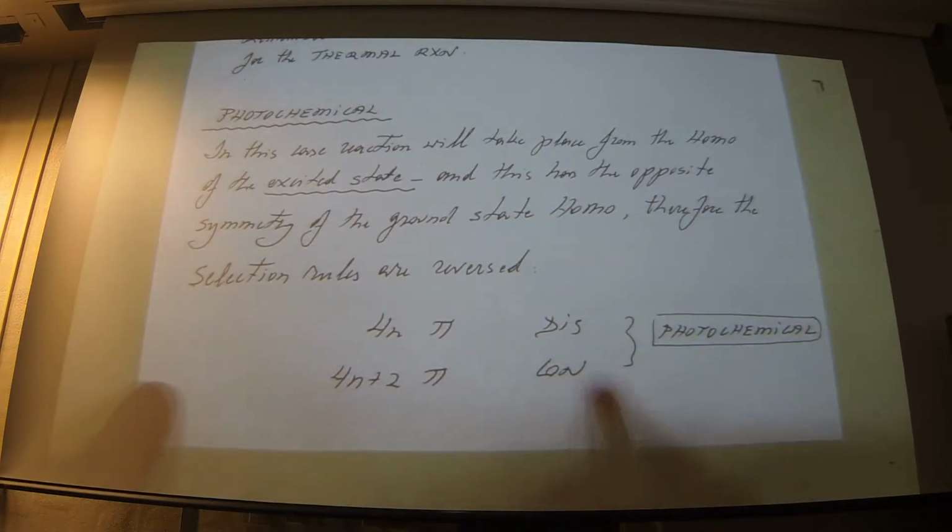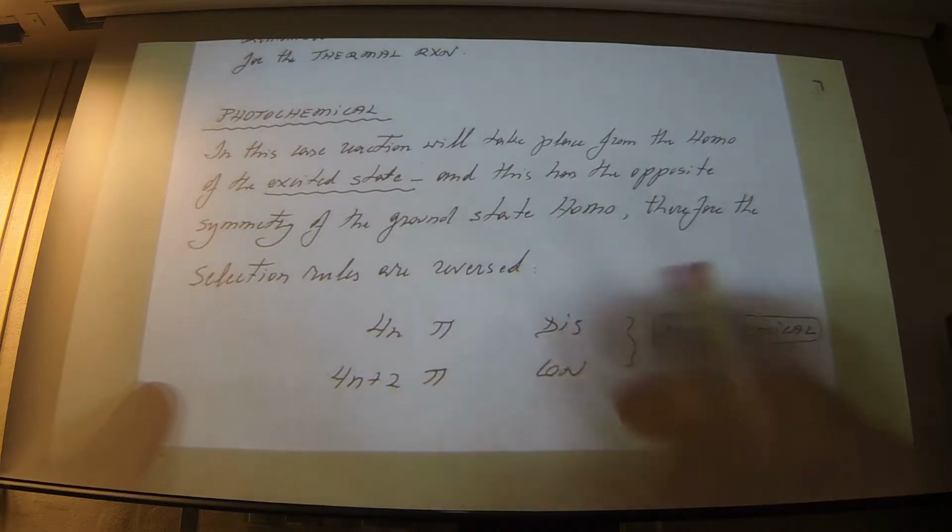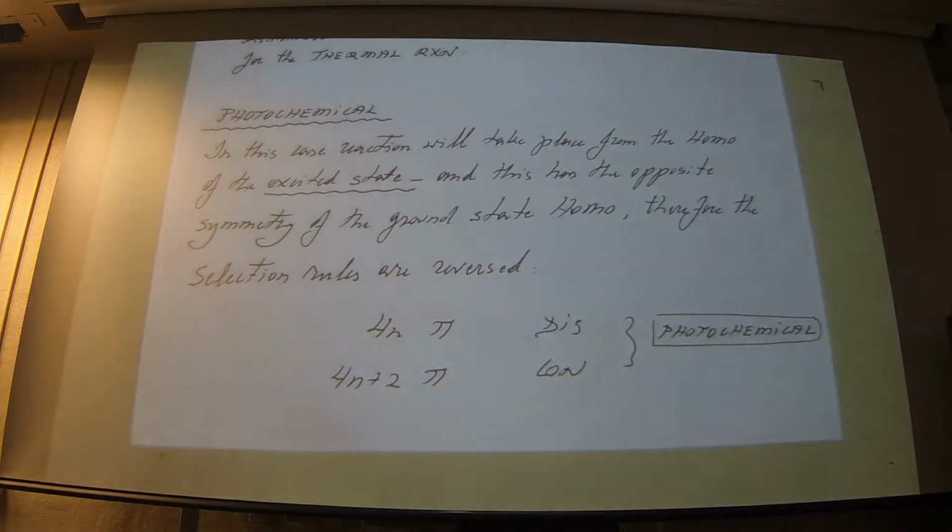This just means that, so here it is. The photochemical one just has these two switched. The reason? Well, because the symmetry of the HOMO is changed. That's it. Now, let's take a look at hexatriene, okay?